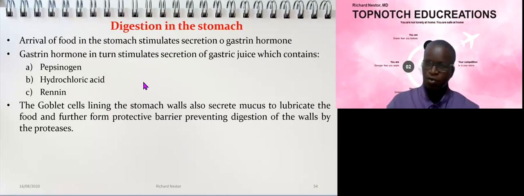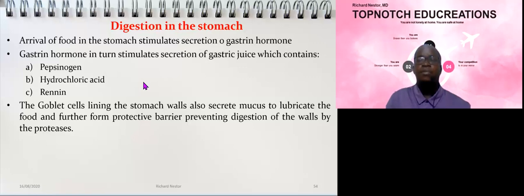Once again, I wish to highlight a very common misspelling of the name gastrin. We have a common case where students like writing gastrin with an E at the end. This should be avoided. So when food arrives in the stomach, there will be secretion of gastrin hormone. Then the gastrin hormone will in turn stimulate the secretion of gastric juice. This gastric juice contains three main components: pepsinogen, hydrochloric acid, and renin.